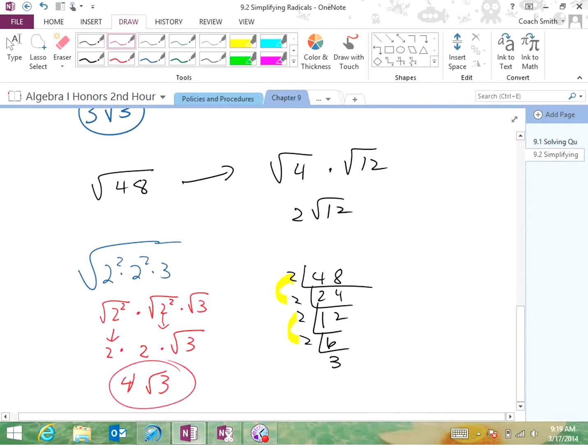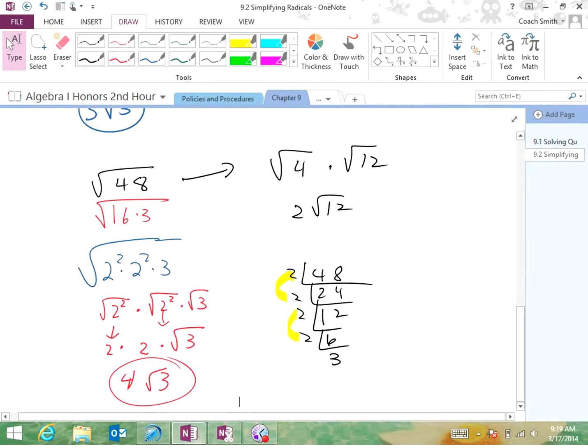Now, how do you get that in the original problem without doing the prime factorization? Well, you have to see that this is really square root of 16 times 3. Okay, what is the square root of 16? 4. Okay, so 4 times square root of 3.